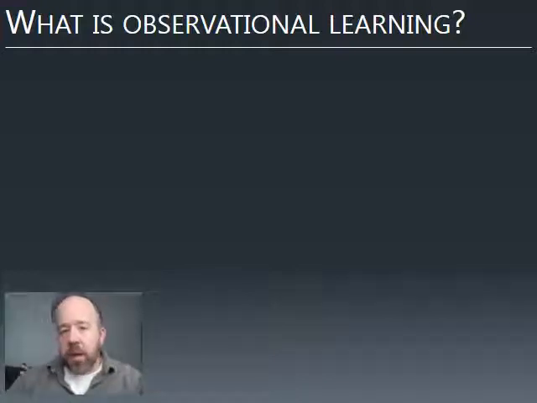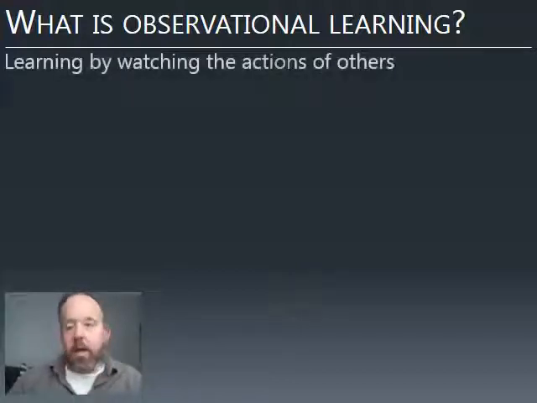Okay, I'll start by talking about observational learning. And before we get into examples, we of course need to define it. And you can probably deduce the definition from the name itself. This is learning by watching the actions of others. So most commonly, we witness someone else's behavior, we see the outcome of that behavior, and then we can either exhibit the same behavior or not.